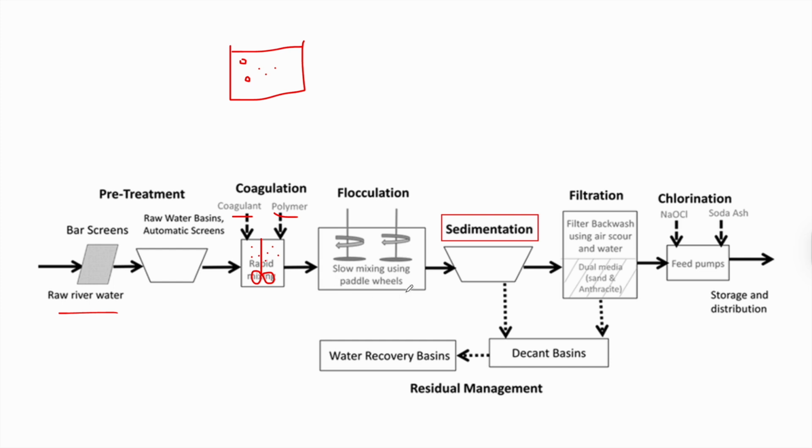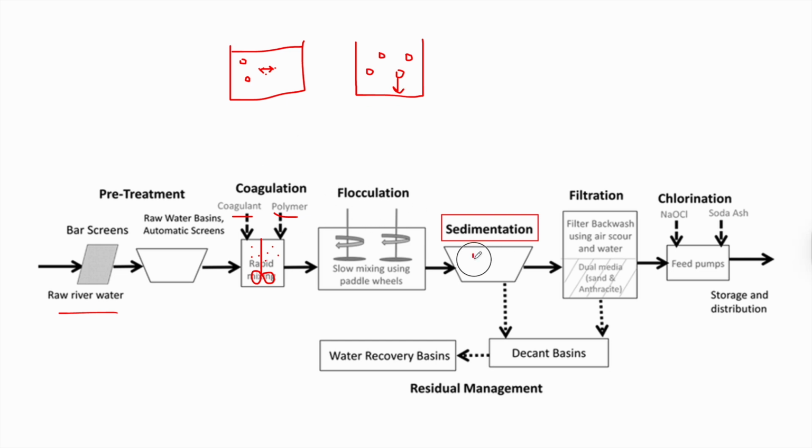Then we have the flocculation process that takes like 30 minutes. We have here slow mixing that will help the small particles clump together, stick together, and then form bigger particles that are easier to settle down. The goal is to make these particles as big as possible to be able to settle down by gravity as quickly as possible. So after the coagulation and flocculation comes the sedimentation.